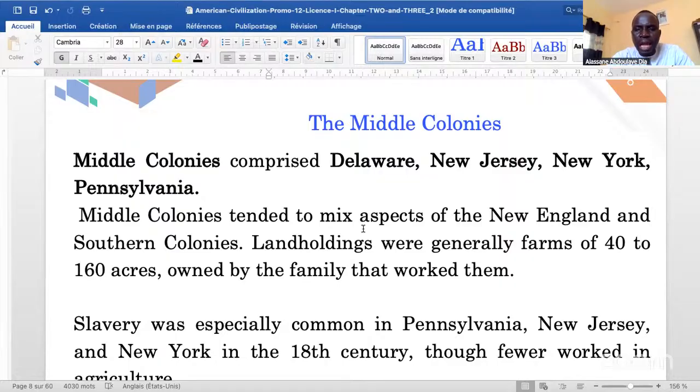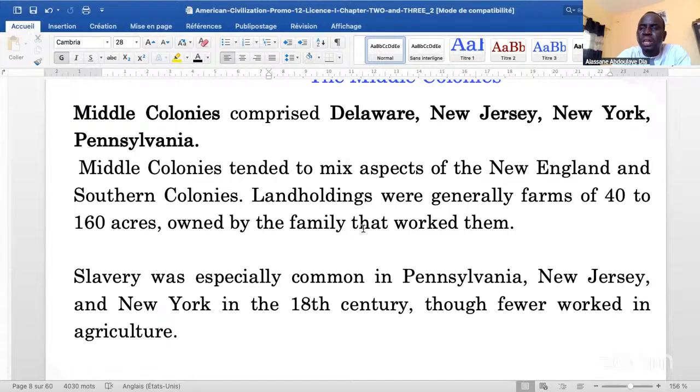They combine. It's just like when I say, what does life look like in Dakar? Dakar is a big town. Everybody comes from a different area. So the lifestyle in Dakar, in Senegal, is different because Dakar is a mixed population of everyone coming from everywhere. So the middle colonies tried to copy some aspects of life of the New England colonies with some aspects of life of the Southern colonies. Land holdings were generally farms of 40 to 160 acres owned by families that worked them.